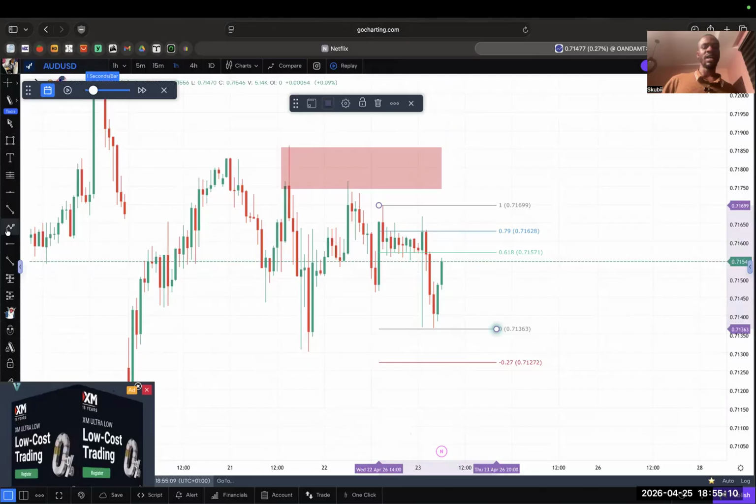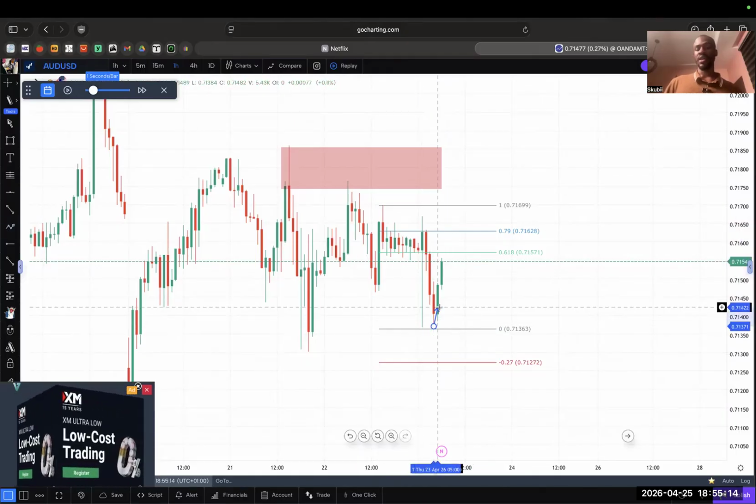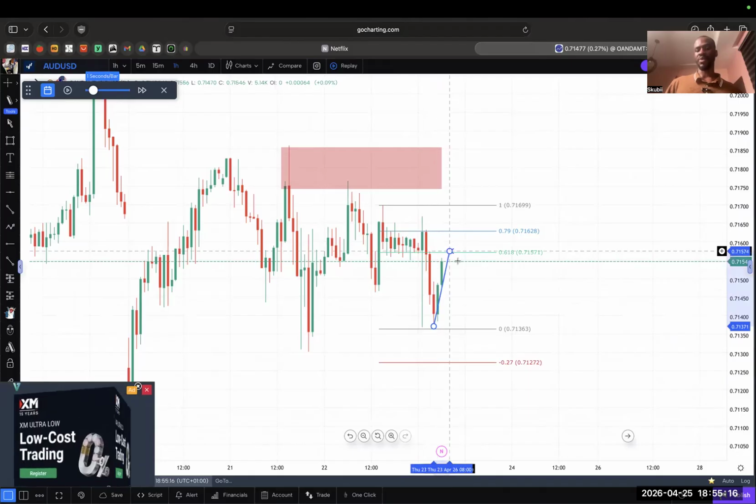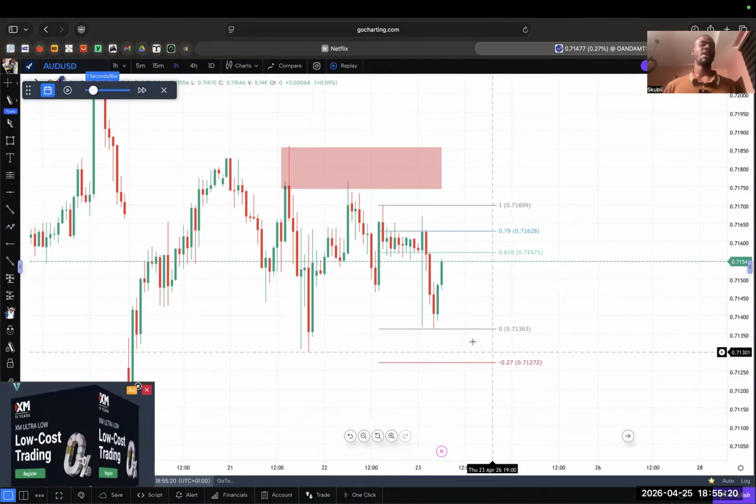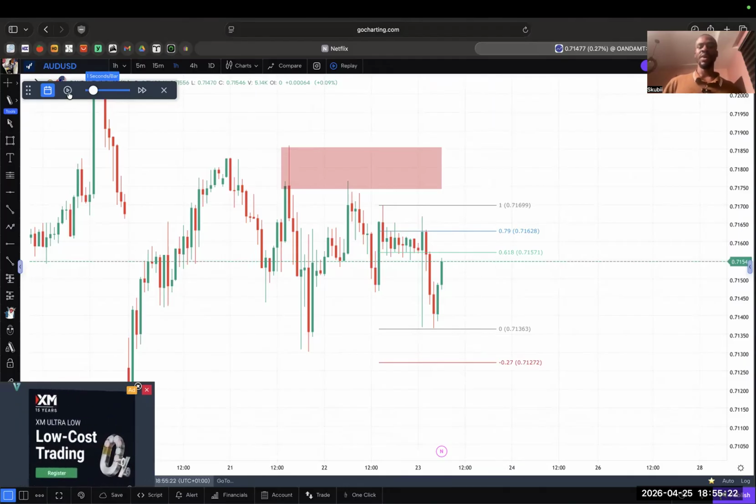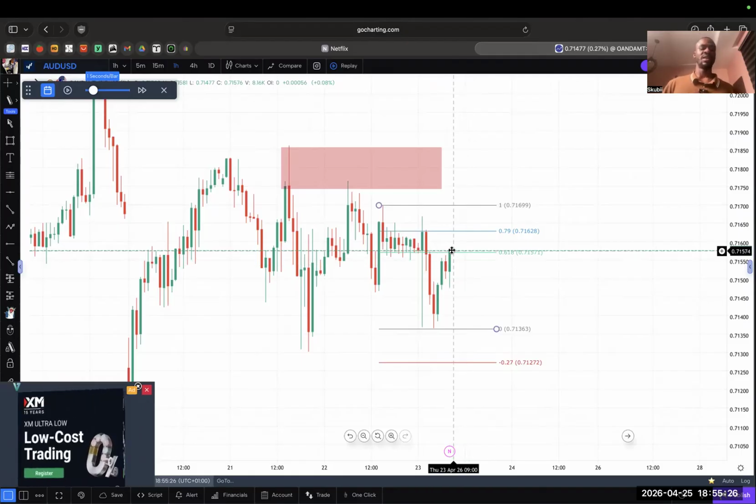Now, when using Fibonacci, where are we looking to take our sell? At the 0.618. We're looking at price coming to tap the 0.618 level and then sell to the downside. Now, let's observe how price played out at this one. Price actually came to tap. This was the candlestick that tapped the 0.618 level.